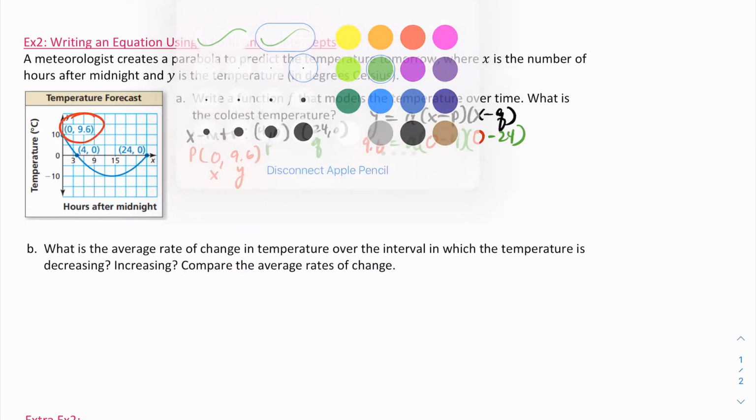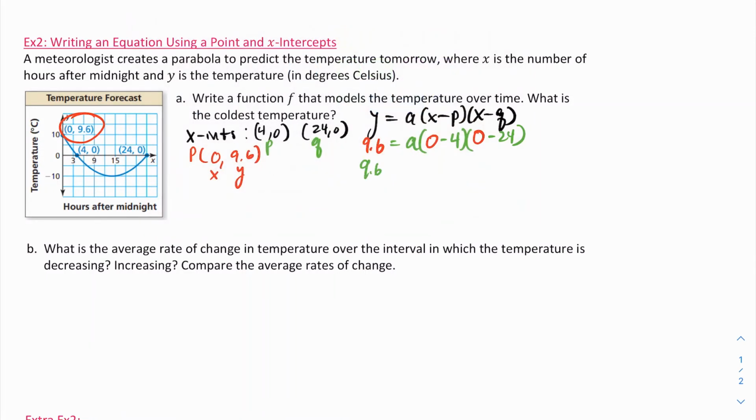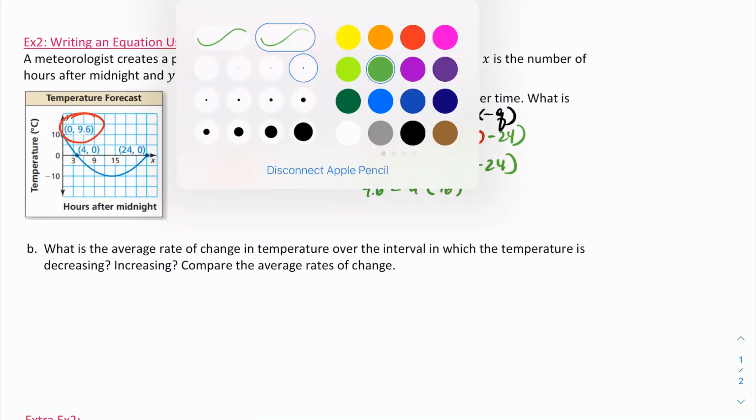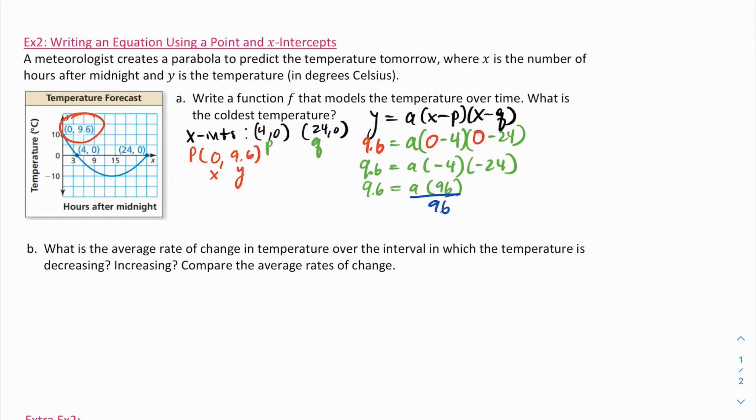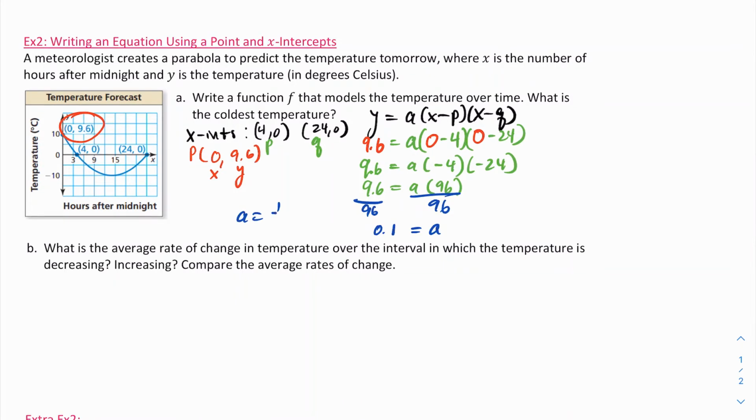To solve this problem, we just work this out using order of operations. This is going to be negative 4. This will be negative 24, because 0 minus 4. 9.6 is equal to a times, and then negative 4 times negative 24 is 96. If you divide both sides by 96, you'll get a is equal to 0.1, which is 1/10. And again, you can use whichever one of those you want.